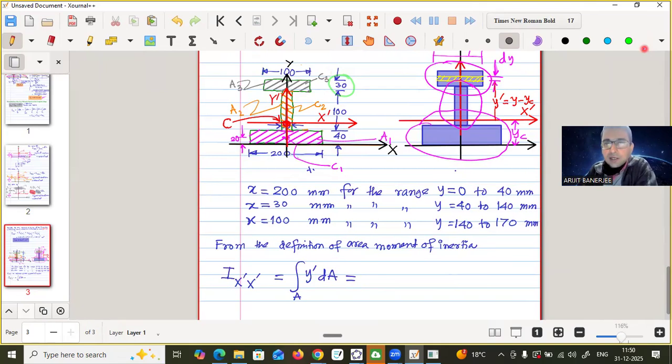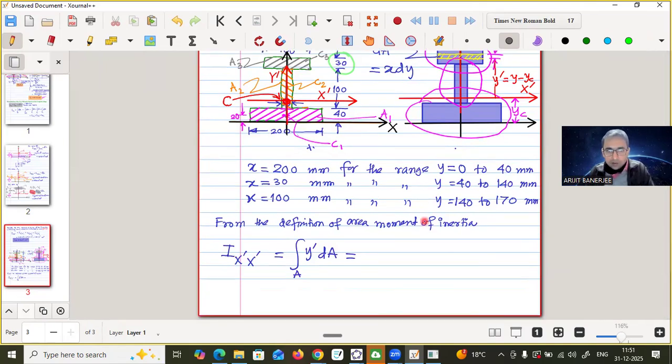Now what is dA? Can you tell? dA is equal to x dy. x we know, so we can write it here directly. So therefore, what is y prime? y minus yc, y minus yc into dA. dA means x dy, right?